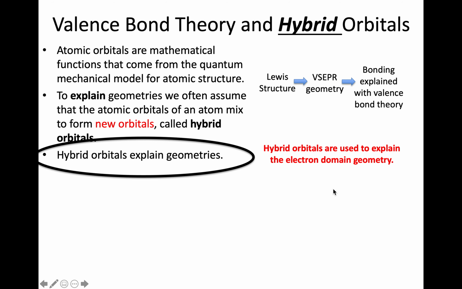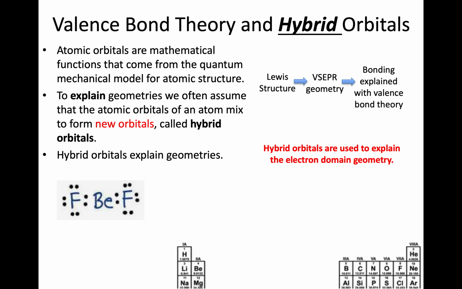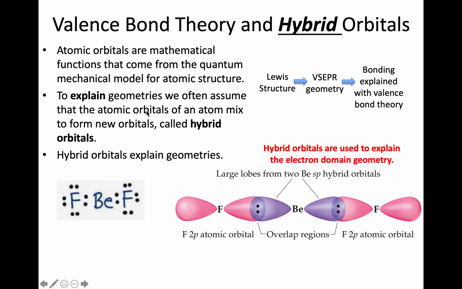Hybrid orbitals are going to be used to explain the electron domain geometries. And we don't always need them, but we'll need them when the simple bringing together of atomic orbitals is not sufficient. Let me show you what I mean. Let's say we're trying to describe the bonding in beryllium with two fluorine atoms, the covalent bonding in BeF2. So here's an initial Lewis structure for that. Here's a figure from the e-text describing how we can have the overlap of orbitals that will explain the bonding.